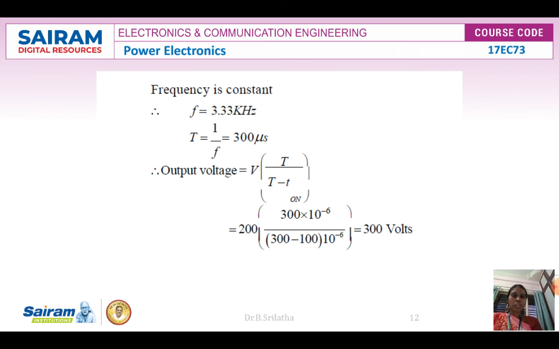So now the frequency is constant, so the output voltage is V into T divided by T minus T on. So we'll get it as 300 volts.